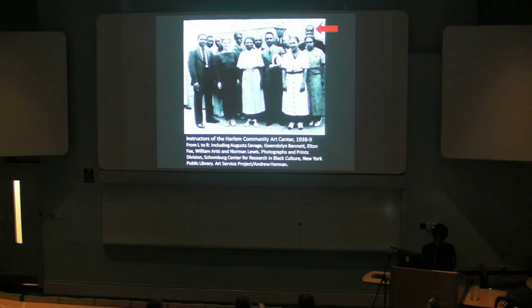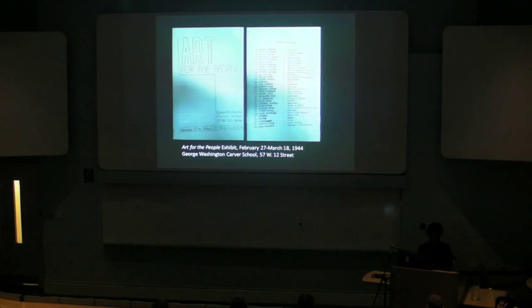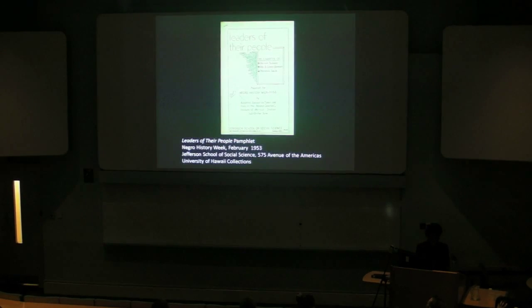Politically, Lewis was progressive. During his time with the Federal Art Project, he was one of several African-American artists who aligned with the anti-racist left. In the mid-1940s, he taught at the George Washington Carver School. You can see this in an exhibition pamphlet from the school. And by the 1940s, he began teaching at the Jefferson School for Social Science.